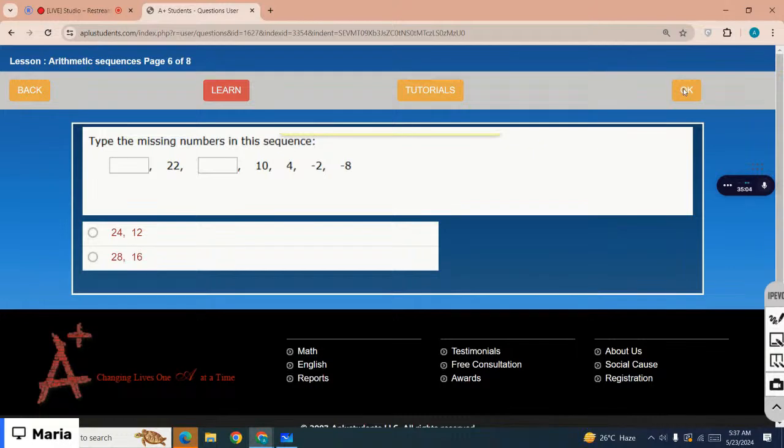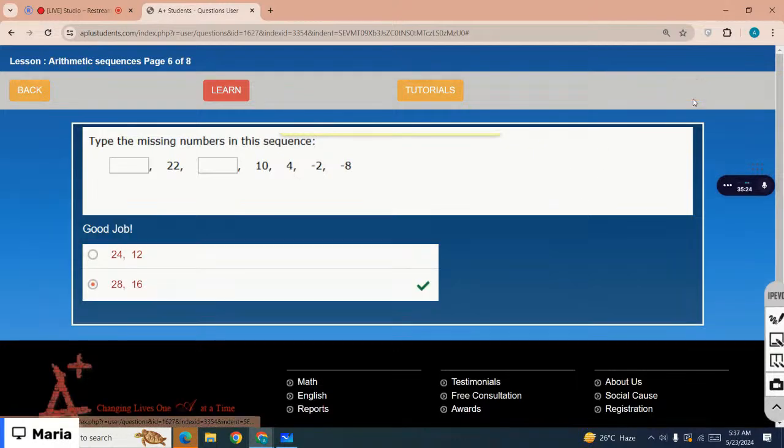The correct option is option number 2, that is 28 and 16. The pattern is decreasing by 6 every time, right? So 22 minus 6 is 16, and you have to add 6 to 28 because you need to find the term before it. So the correct option is 28 and 16. That's the one we did in the tutorial.